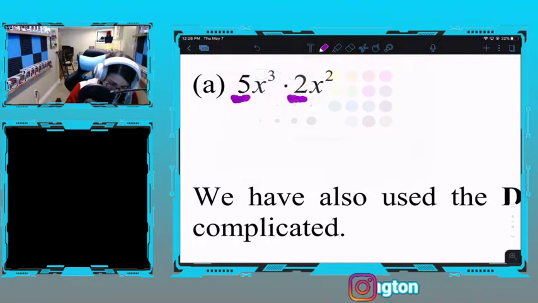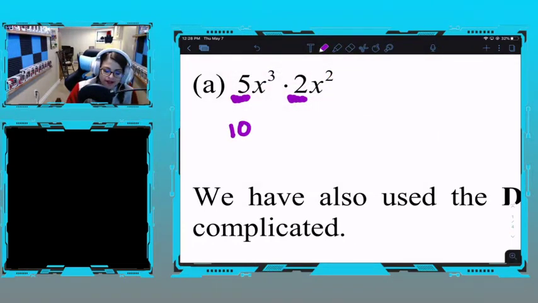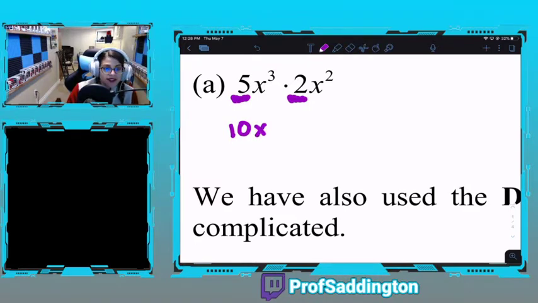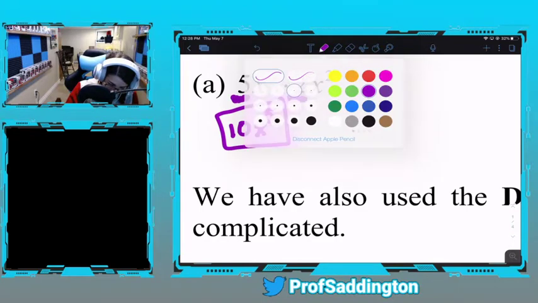Anyway, so when we are multiplying monomials together, what we want to do is multiply the coefficients by the coefficients. So 5 times 2 is going to give us 10. And then the variables, we keep the base, but then since we're multiplying, we're going to add the exponents. So just a little refresher there.